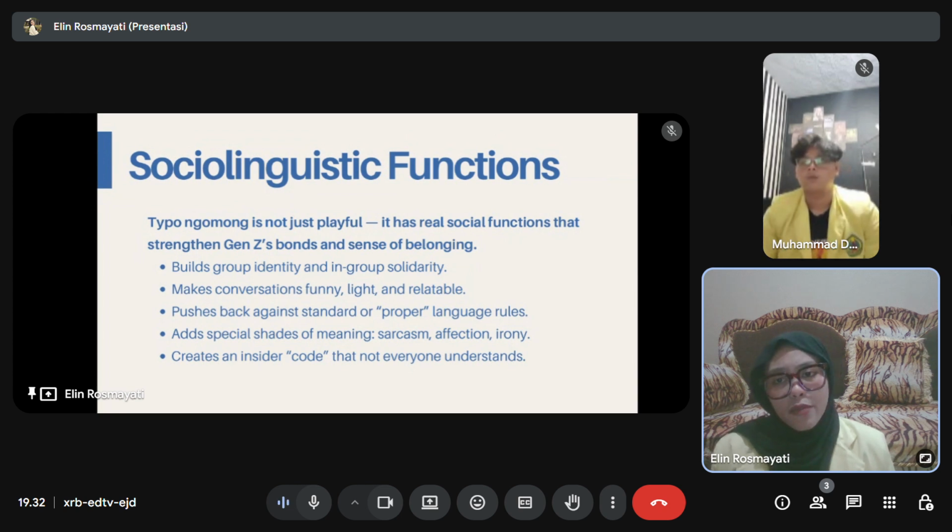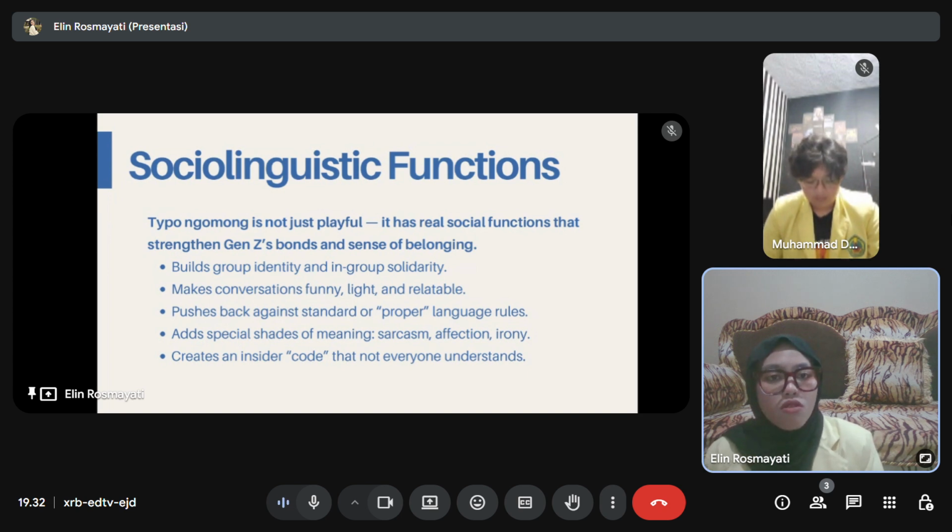The third one is pushing back against standard or proper language rules. Like in the material from Mr. Ronnie, our lecturer in the sociolinguistics course, who already explained that language has policy, this phenomenon really breaks the policies of language, it breaks the rules of language. For example, "udang kedu" should be "udang keju." It breaks the rules of language policies.